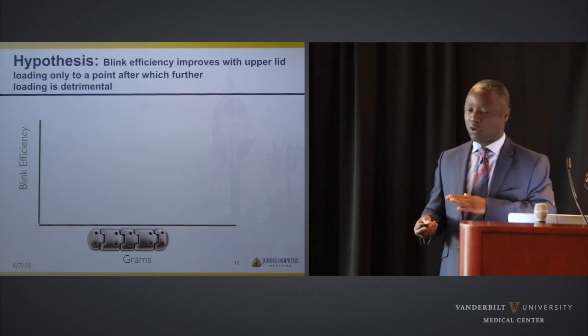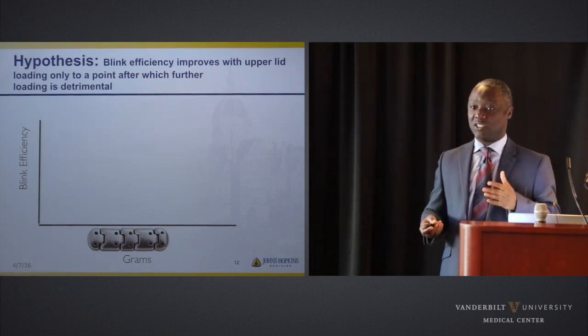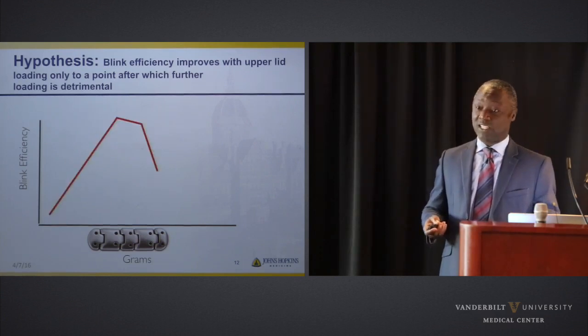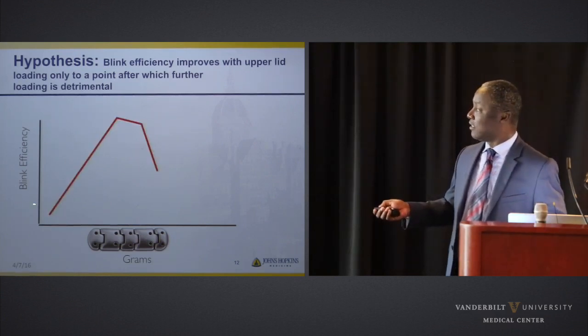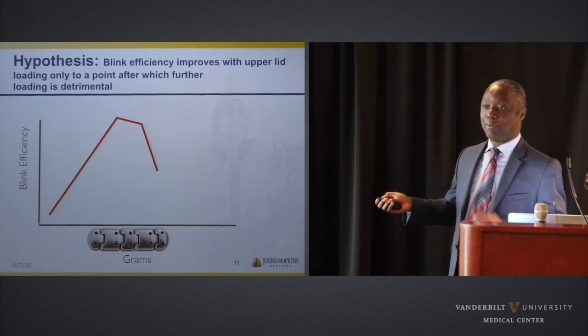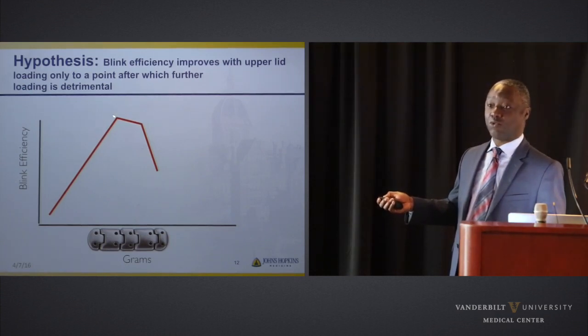The eye may not close completely, but if the blink is more efficient, the eye and cornea will be more protected. And in studies, this is what we've seen. As the weight you put on increases, it gets to a point that is optimal, and the blinking efficiency improves. And if you go beyond that weight, actually, blinking efficiency becomes worse.